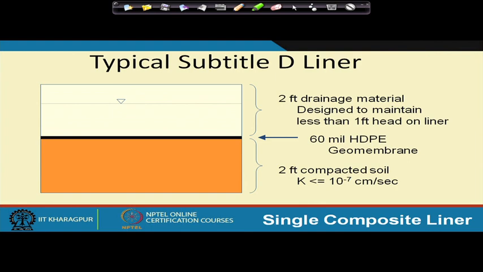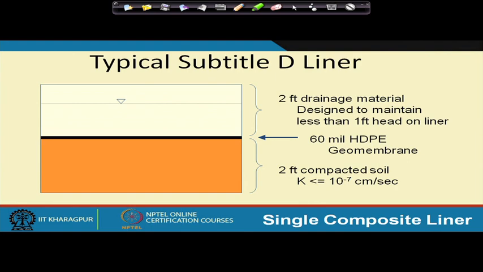Subtitle D is basically municipal solid waste. This term Subtitle D comes from the US EPA. They call it Subtitle C and Subtitle D as part of the RCRA, which we talked about at the very beginning of this course. RCRA is the Resource Conservation and Recovery Act. From the RCRA we got Subtitle C and Subtitle D. Subtitle C was for hazardous waste, Subtitle D is for solid waste, municipal solid waste.